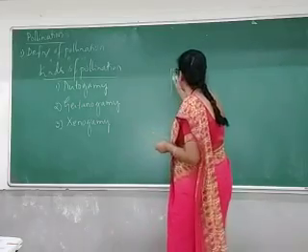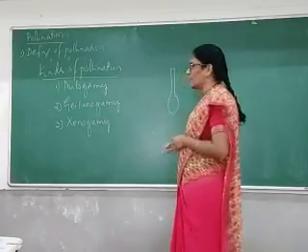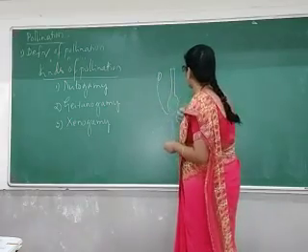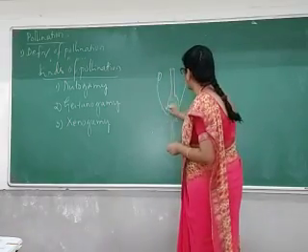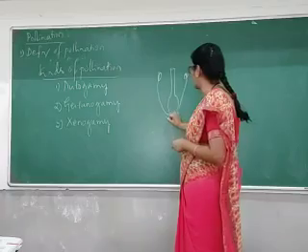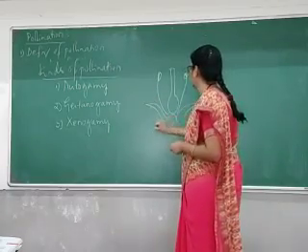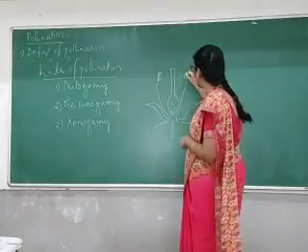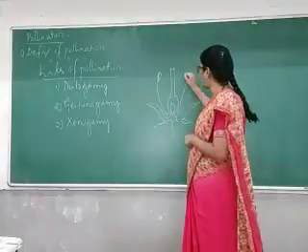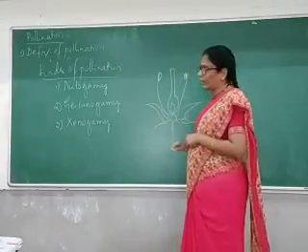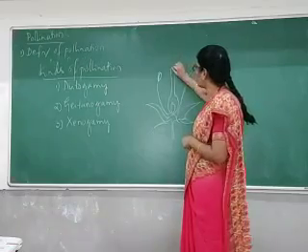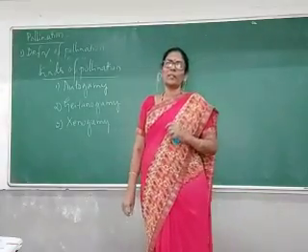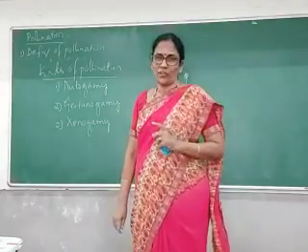Here we are going to draw a diagram of a flower. This is the gynoecium and this one is the thalamus. These are the stamens, which bear the anthers. So whenever the anther gets matured, it ruptures and releases the pollen grains. And when these released pollen grains fall on the stigmatic surface of a pistil, that process is called pollination.